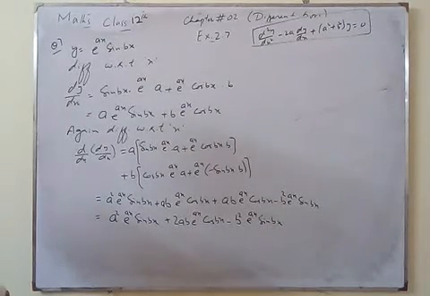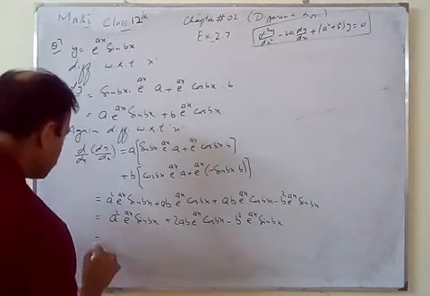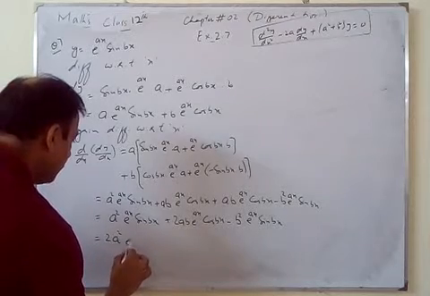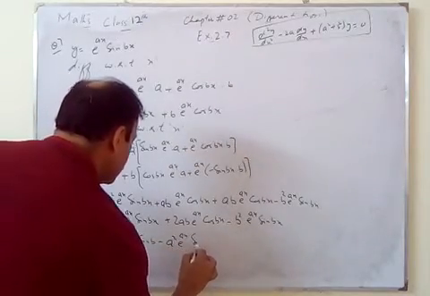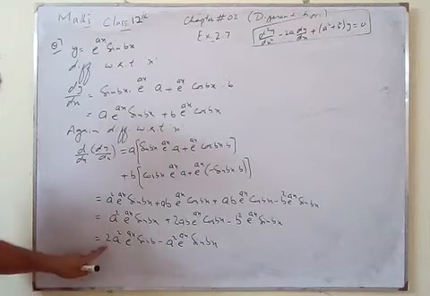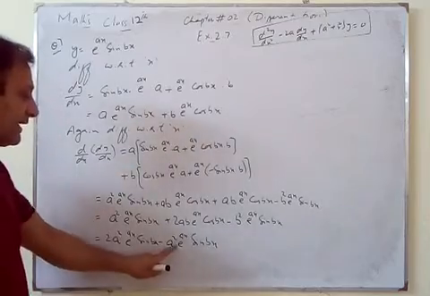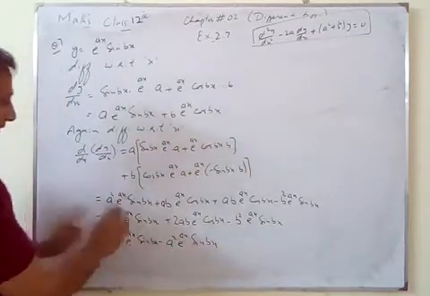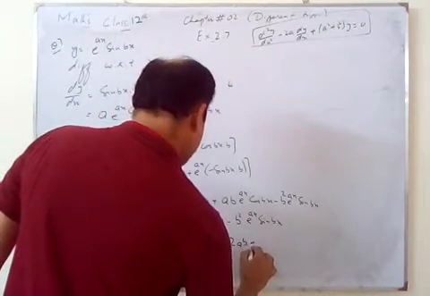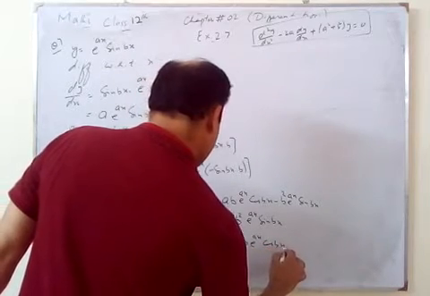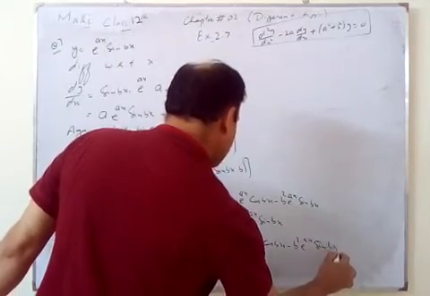Now, if I write it here, this value: 2a square e power ax sin bx minus a square e power ax sin bx, so we can write 2a square e power ax sin bx and minus a square e power ax sin bx. When we solve this one, we get 2 minus 1. Remaining is same, sin bx.